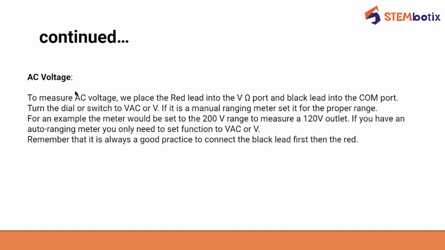Now, how to measure AC voltage? That was all about DC voltage, but what if we need to measure AC voltage? To measure AC voltage, we place the red lead into the V ohm port and the black lead into the common port. Turn the dial or switch.